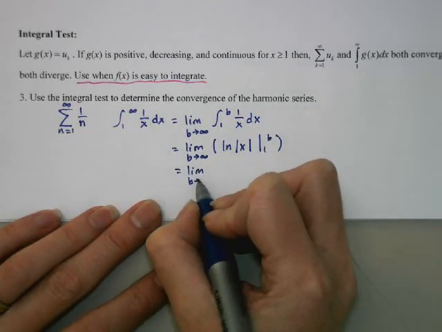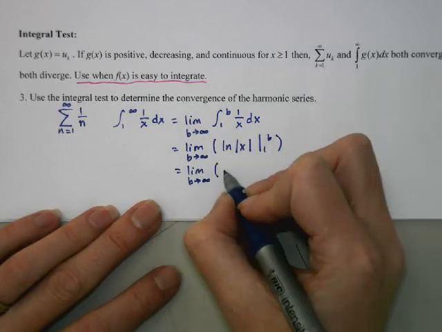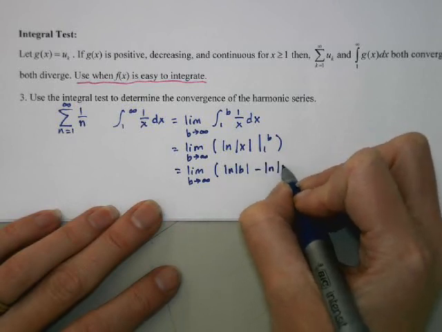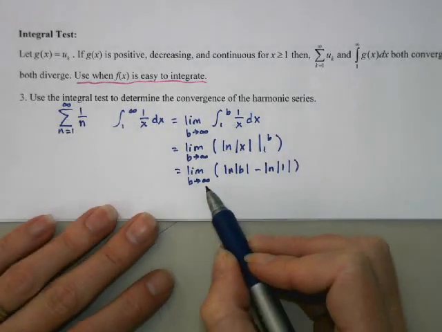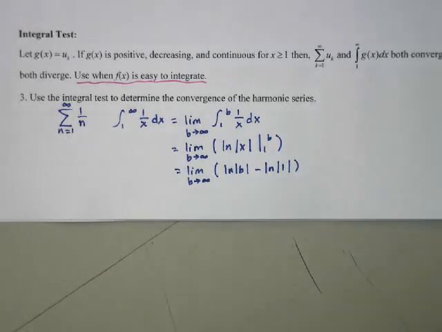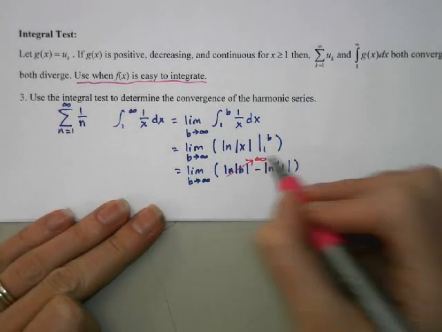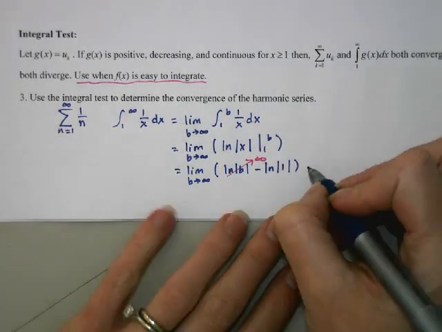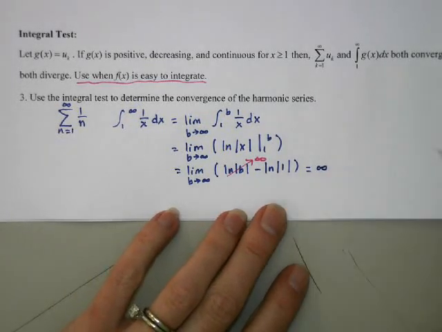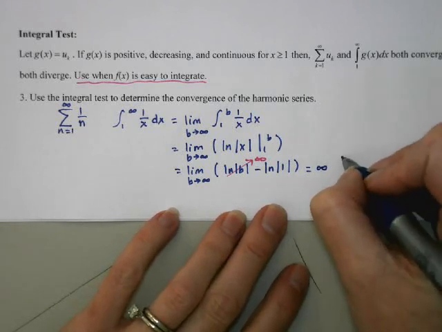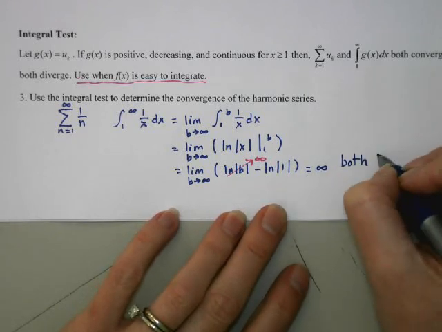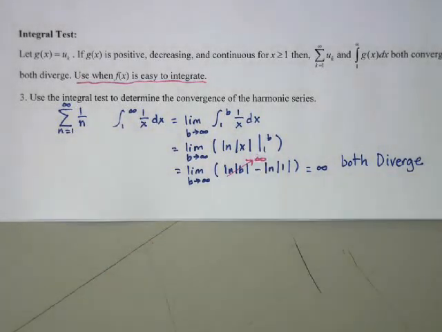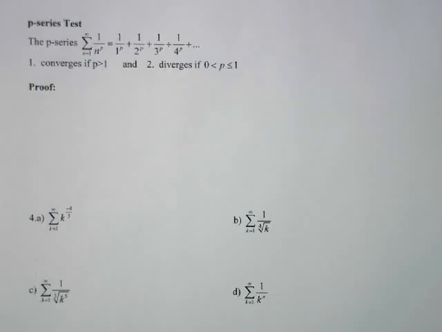So we're looking at the limit as b goes to infinity of natural log of b minus natural log of 1. Well, if we're going to infinity, this is going to go to infinity. And natural log of 1 is just 0. So this equals infinity, which means it diverges, which means both diverge, which we already knew, but we can prove that simply with the integral test.